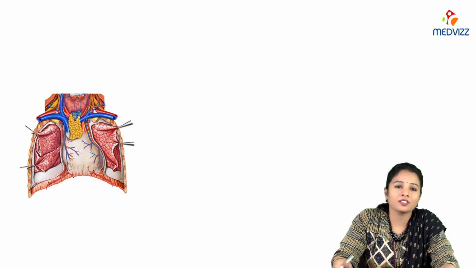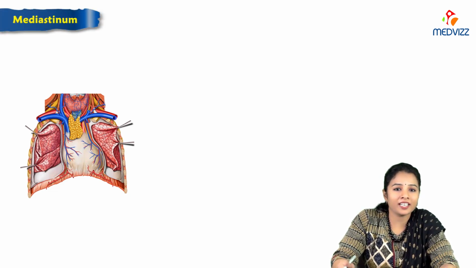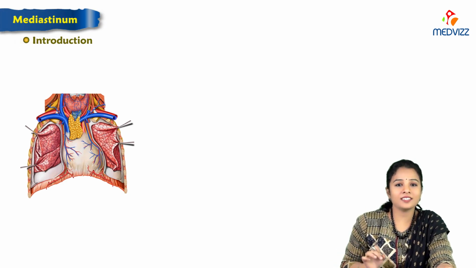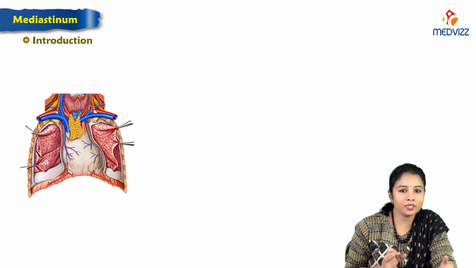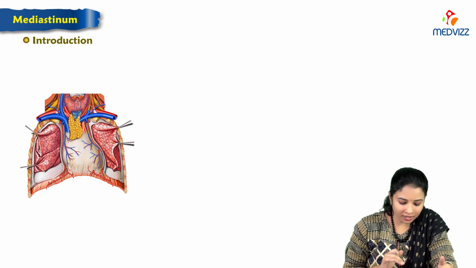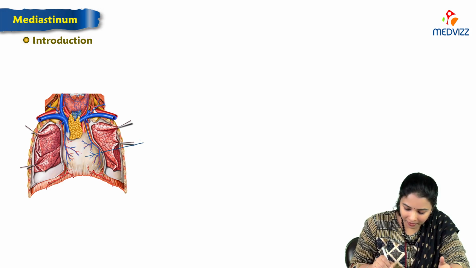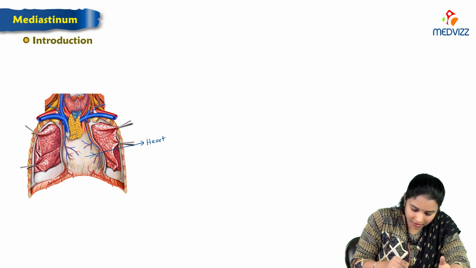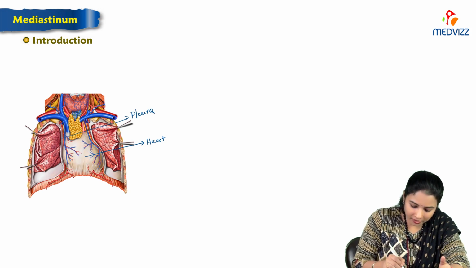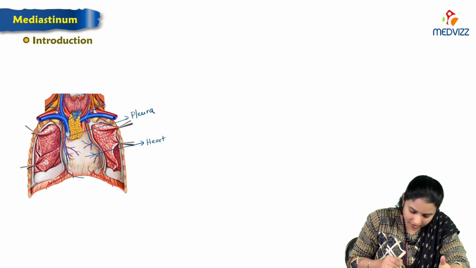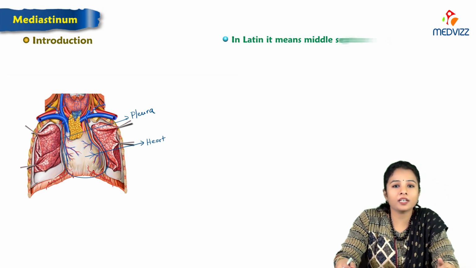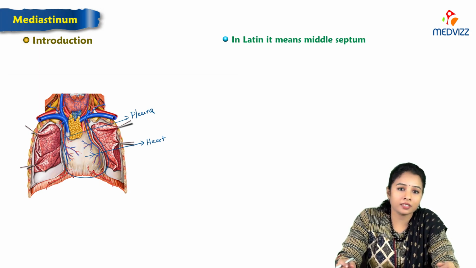Okay, dear students, today we will learn about the mediastinum. The mediastinum is a space between the two pleural cavities. In this image, you can see the heart covered by the pericardium in the middle, and on either side we can see the pleura. This space in the middle is the mediastinum. In Latin, mediastinum means the middle septum.